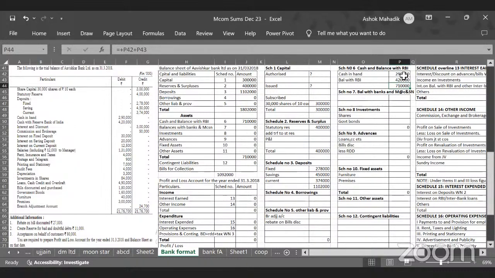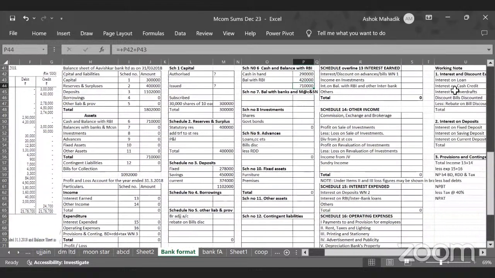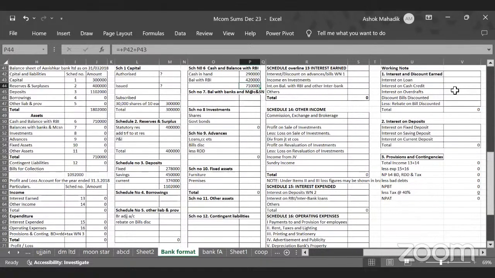Next is interest and discount. This will go to schedule number 13. But for interest, there may be many items, so I have made a working note. So let us see. 3 lakhs. If at all any adjustments are there, we'll take care of it. If there are no adjustments, we can put it directly in schedule 13 first line, interest and discount. Clear? 3 lakh.